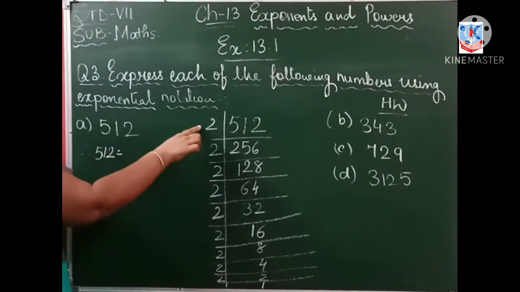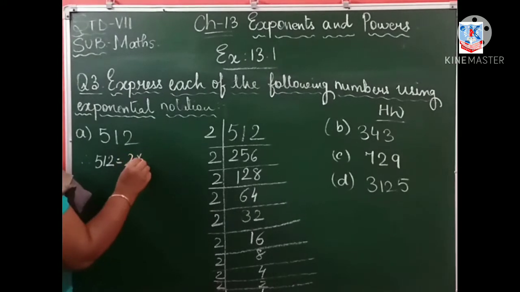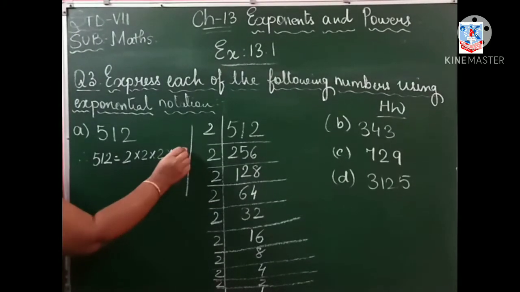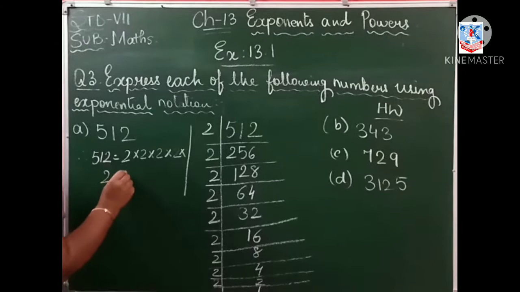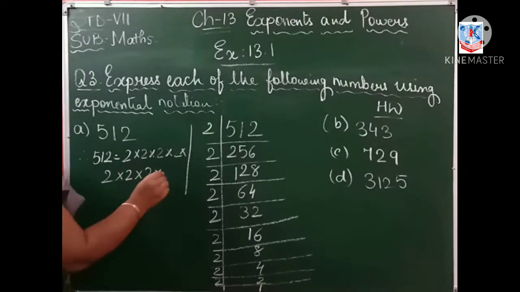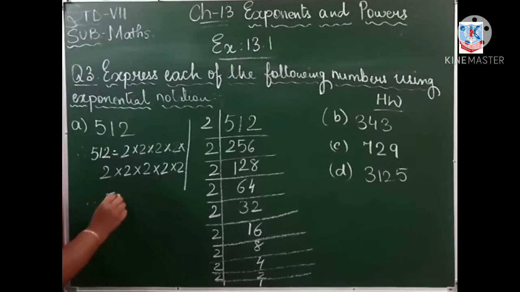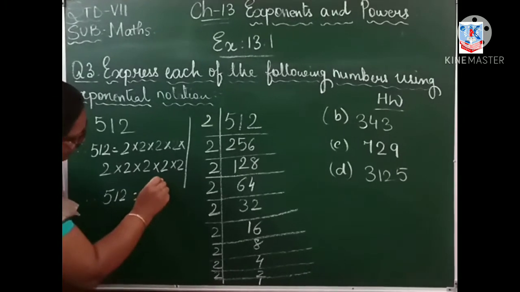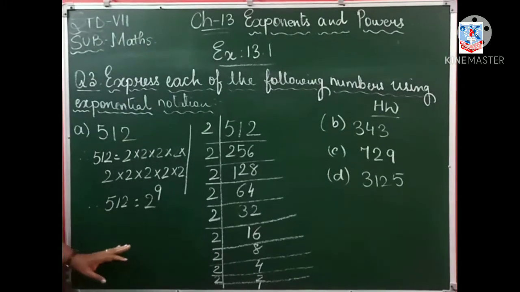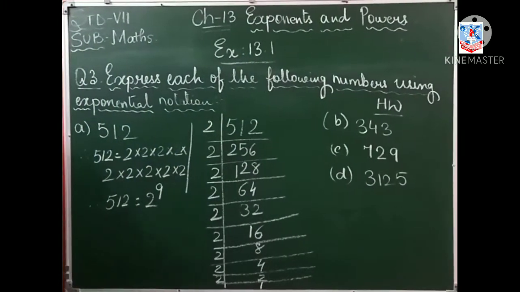512 is equal to 2 into 2 into 2 into 2 into 2 into 2 into 2 into 2 into 2, 1, 2, 3, 4, 5, 6, 7, 8, 9 times. So 2 raised to the power 9. 512 is equal to 2 raised to the power 9. This is the exponential form of 512. Now B, C and D are your homework. Do it just this way and you will get the answer.